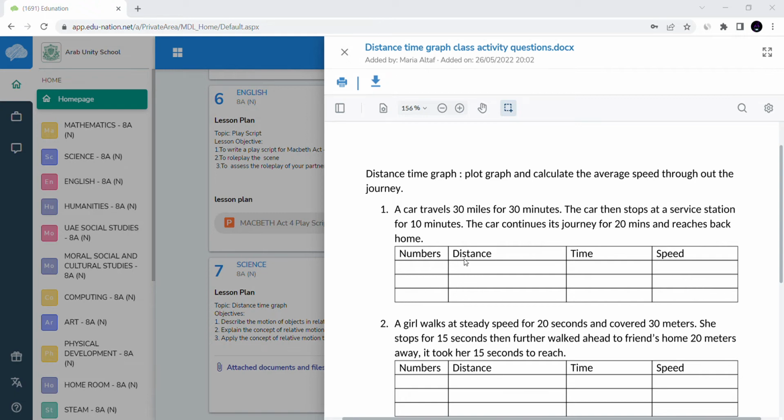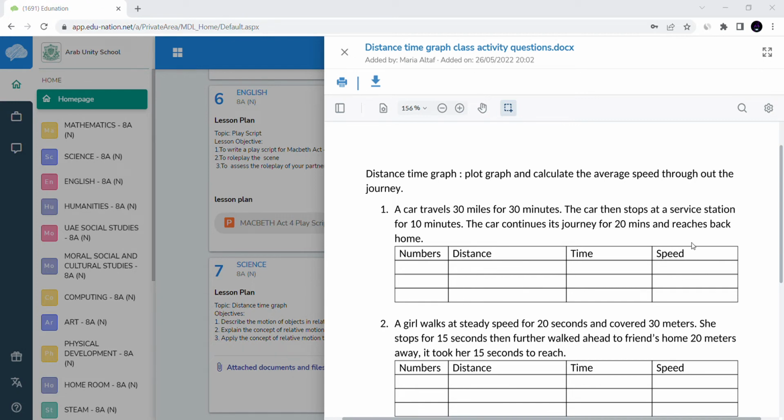And then guys, in the time column, for the second one we have to write 10 right over here. And then guys, in this distance one we have to write 0, because it says the car then stops at a service station for 10 minutes. At 10 minutes guys, it doesn't cover any distance because it's just stopping and waiting, so it's 0 in this distance.